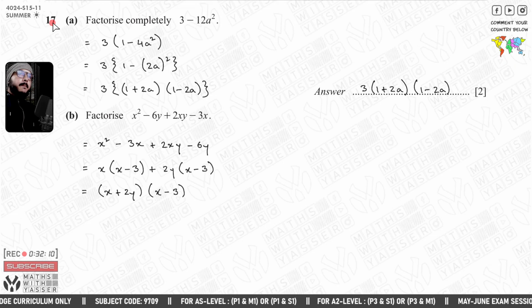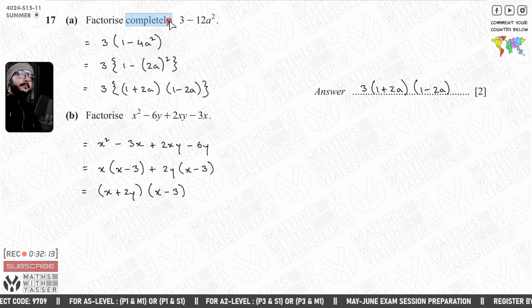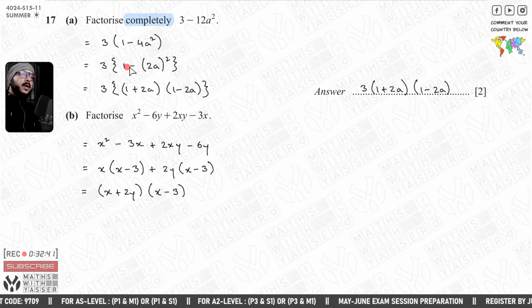Question number 17. It says factorize completely 3 minus 12a squared. For this, we can take 3 common and say it is 3 times (1 minus 4a squared). Now, if you look closely, 1 is a square number, 4 is a square number. So we can say 1 squared minus (2a) squared. Then we can use the formula a squared minus b squared is (a plus b)(a minus b). So 1 squared minus (2a) squared is (1 plus 2a)(1 minus 2a). Therefore, it will be 3 times (1 plus 2a) times (1 minus 2a) if we factorize it completely.